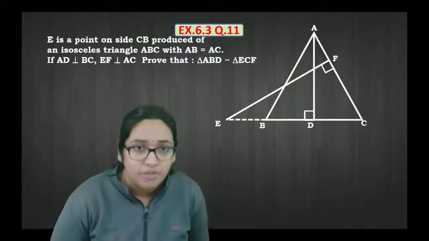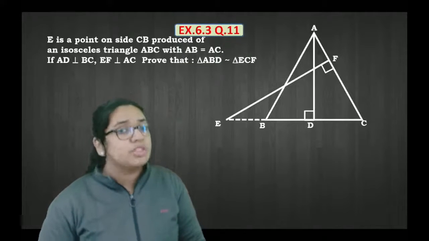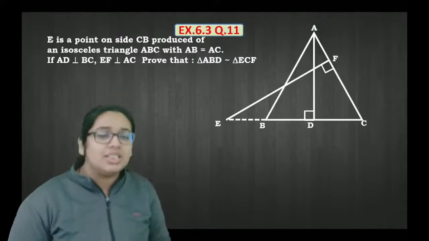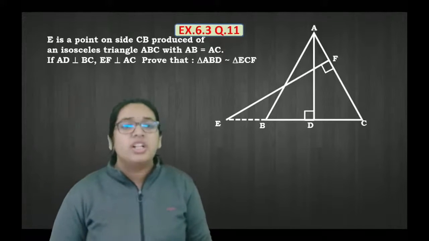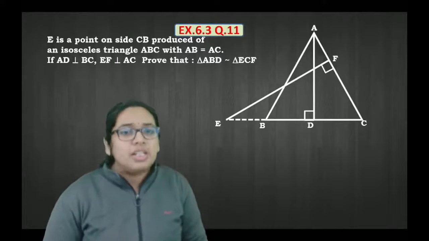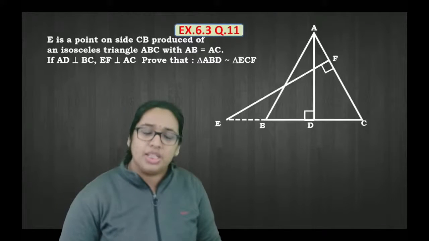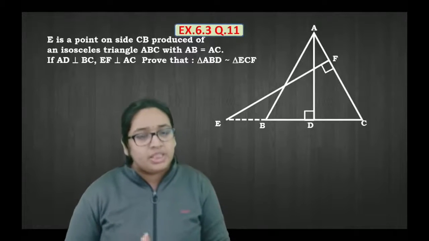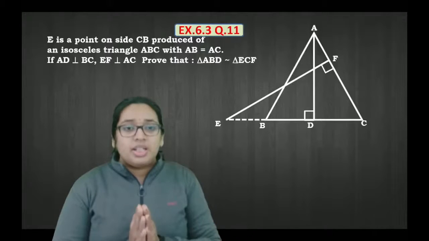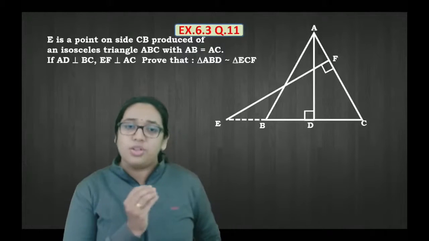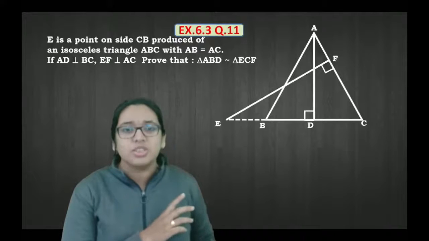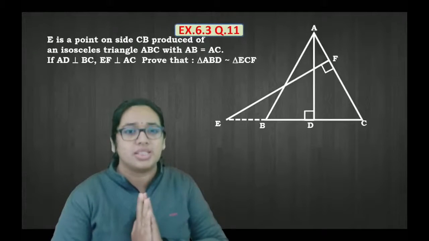Then what we have to do? We have to prove similarity between two triangles ABD and ECF. Triangle ABD is similar to triangle ECF. ये आपको प्रूफ करना है. क्लियर हो गया बच्चों? There is no need to write this question, okay? But try to draw this figure so that आपको easily समझ में आ जाए.